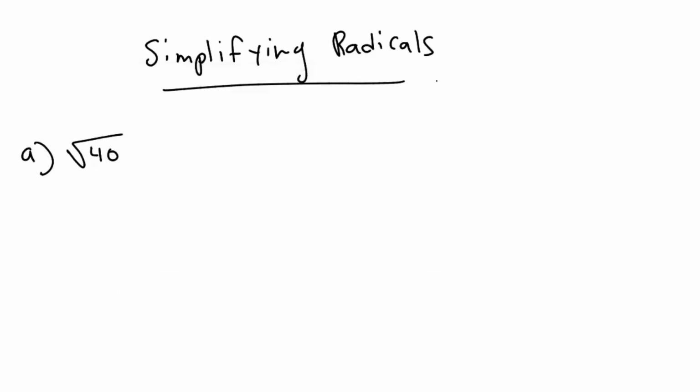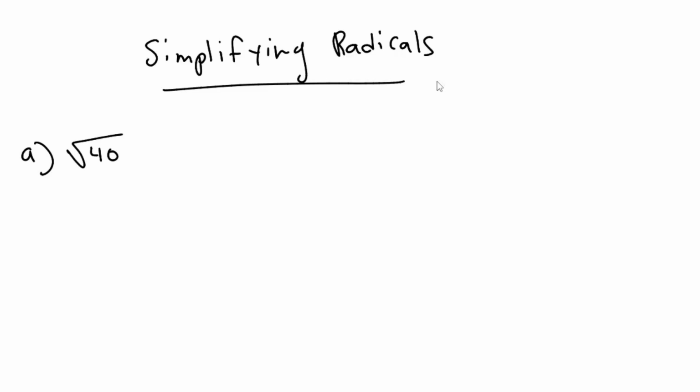Alright, so let's look at how we can simplify radicals. The method is really easy, and let's start with square root of 40. If we plug square root of 40 into a calculator, it would give me a decimal, like 6.3245, etc. We don't want that, right? We want to simplify this in a way that there's no decimal, it's just simplified straight up. So I'll show you how to do this.